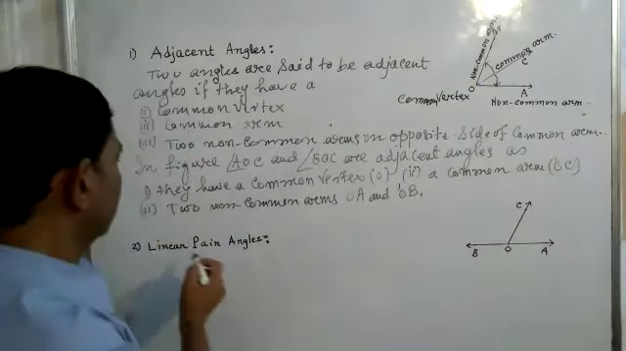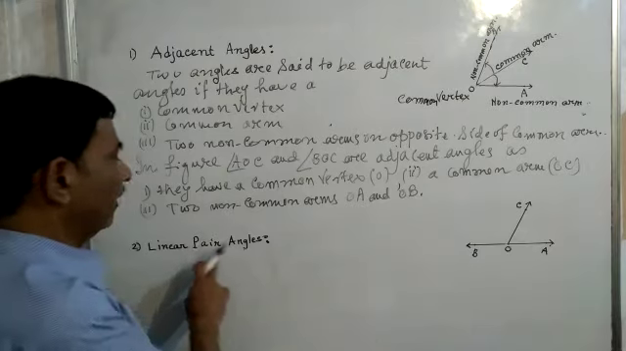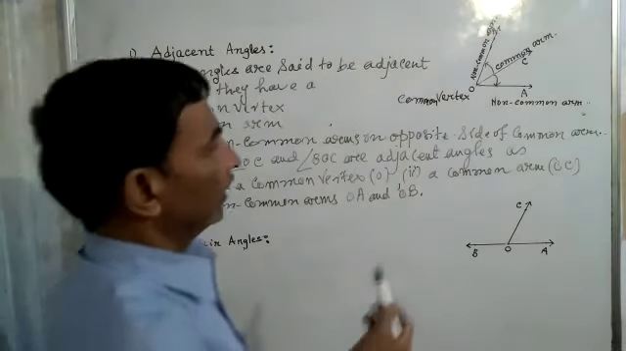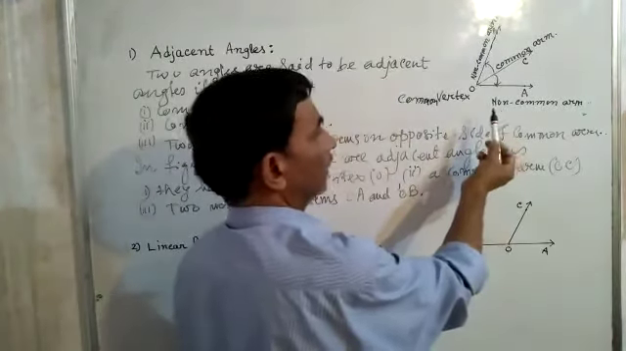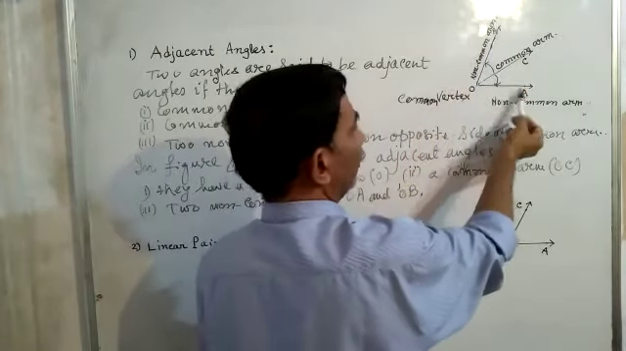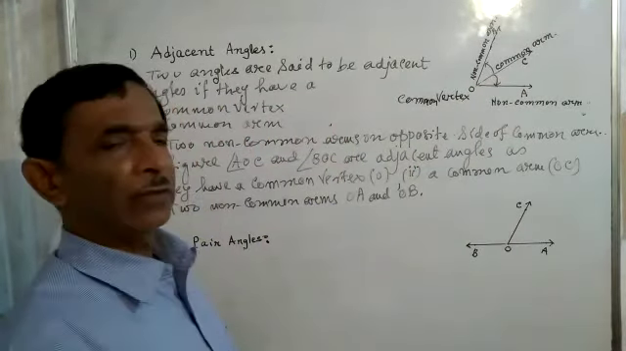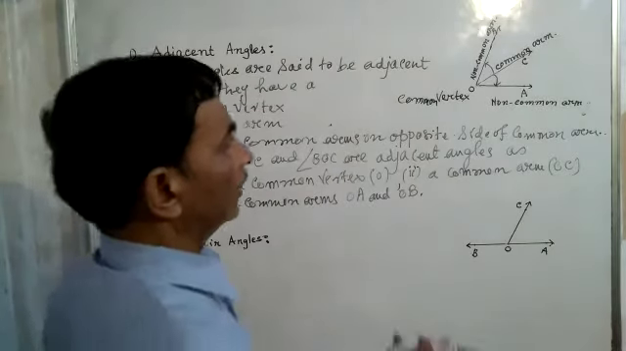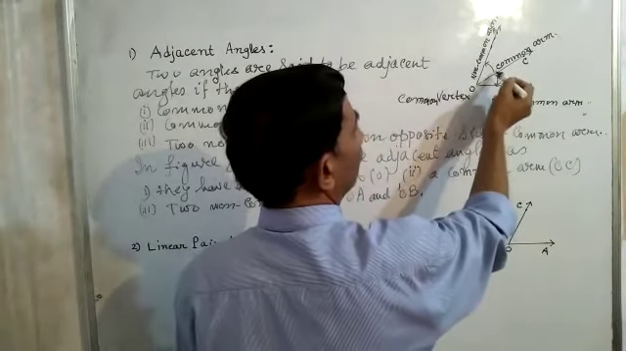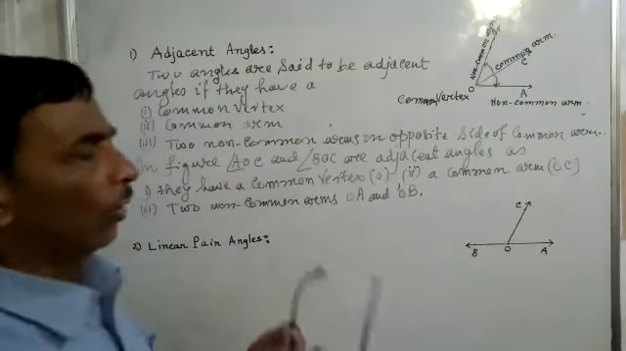Now coming to the point for linear pair angles or linear pair of angles. So this linear pair of angles comes from adjacent angles. Look here in the figure of adjacent angles, the two non-common arms which are OA and OB. If we see this OA and OB carefully, they do not form opposite rays. This OA is where? Down of OC, and OB is where? Up of OC. Okay, but they are not forming the opposite rays.